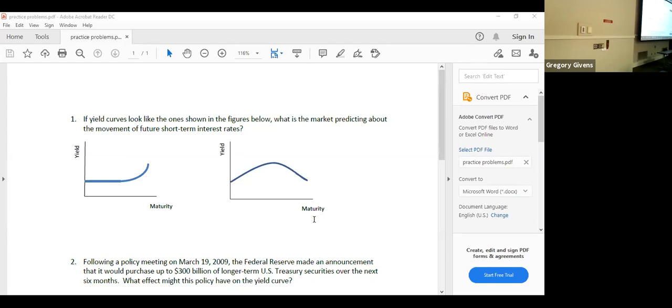What about this one over here? What if this yield curve had this funny shape to it? So it was upward sloping at short maturities, but then downward sloping at long maturities. What does that imply about the future path of short-term interest rates? Again, try to view the yield curve by using the liquidity premium theory of the term structure.